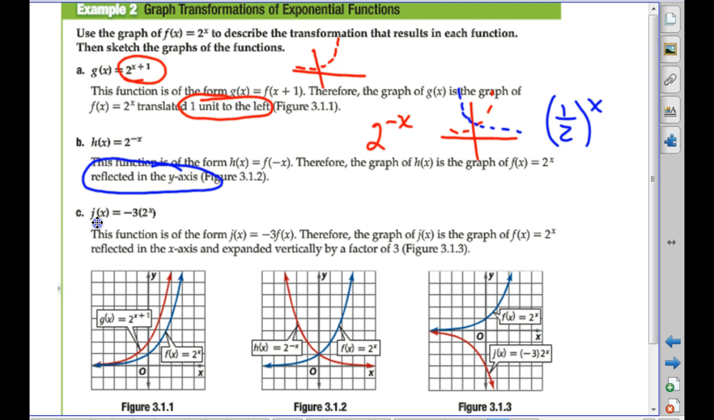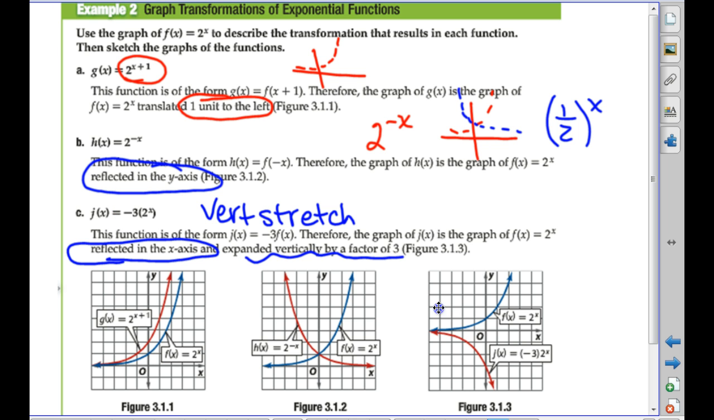What's happening on C? It is a vertical stretch. Yep, and the negative flips it over the x because it's a negative out front. So it says reflected over the x-axis because of the negative out front, and vertically expanded by a factor of 3, in other words, vertically stretched. All right, so in this case, it stretched down 3 times as fast, which is why it's crossing here. Everybody okay with those?